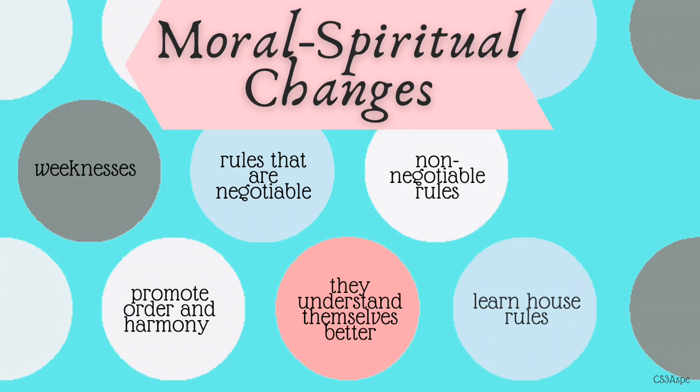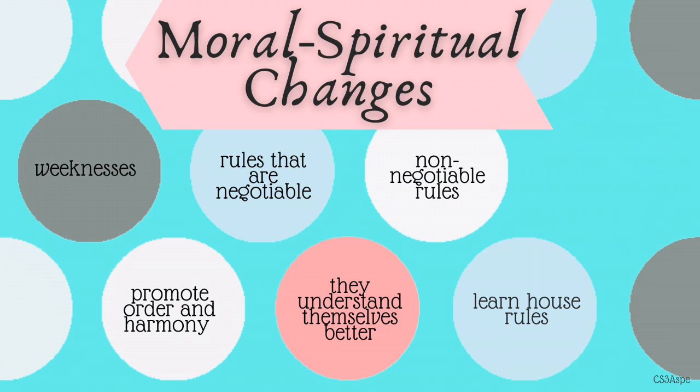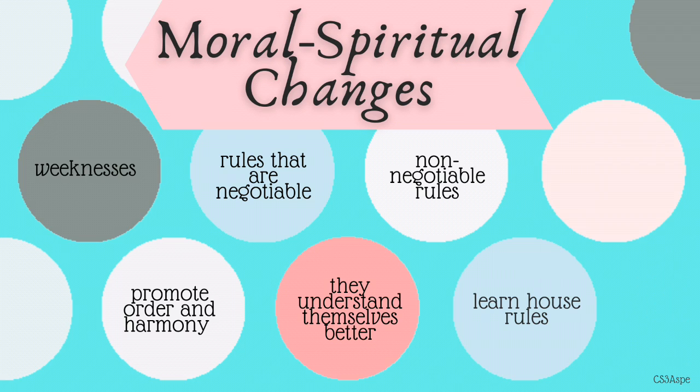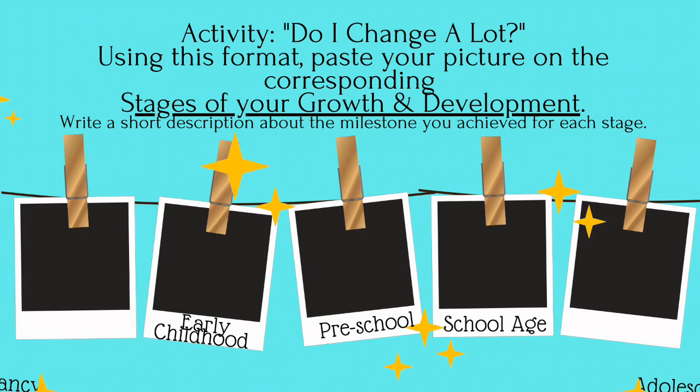They learn that house rules imposed by their parents are there to promote order and harmony at home. However, they are not absolute and some are negotiable as they mature. They begin to distinguish between rules that are negotiable and those that are non-negotiable. Non-negotiable rules like smoking are imposed because they are for their own good.